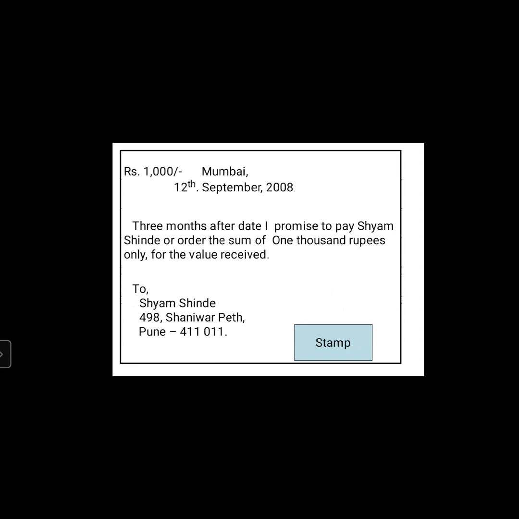Now, this is an example of a promissory note. "Three months after the date, I promise to pay Mr. Sham Shinde or order the sum of 1,000 rupees only for the value received." And this is the type of promissory note. Date is to be mentioned. The person to whom it is to be paid is mentioned. The address of the person is to be mentioned, and it is to be properly signed and stamped.